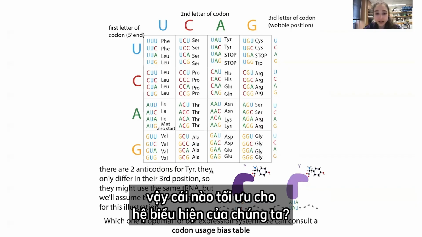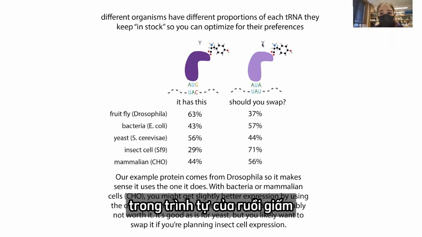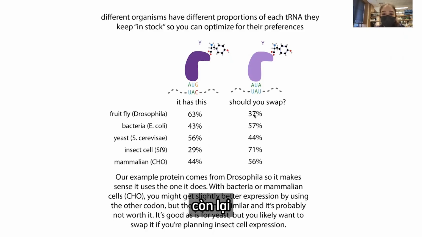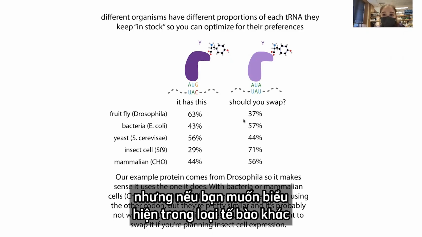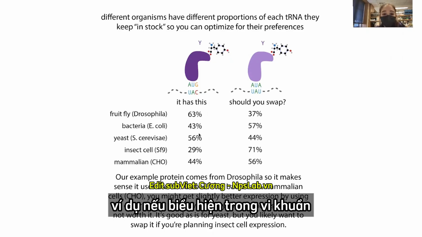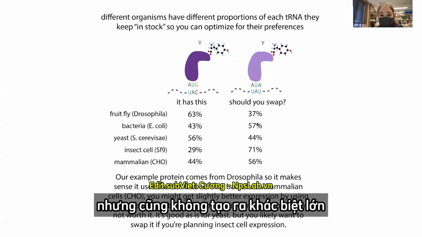But which one is optimal for our expression system? For tyrosine, our options are UAU and UAC. In the Drosophila sequence, it has UAC, which makes sense because in Drosophila they use UAC 63% of the time and UAU only 37% of the time. But if you want to express it in a different cell type, then those cells will have different preferences. If you express it in bacteria, you might get slightly better results with swapping it, but not likely a big change.